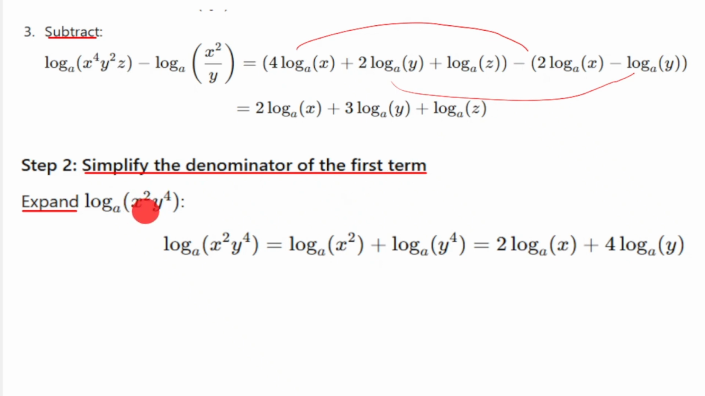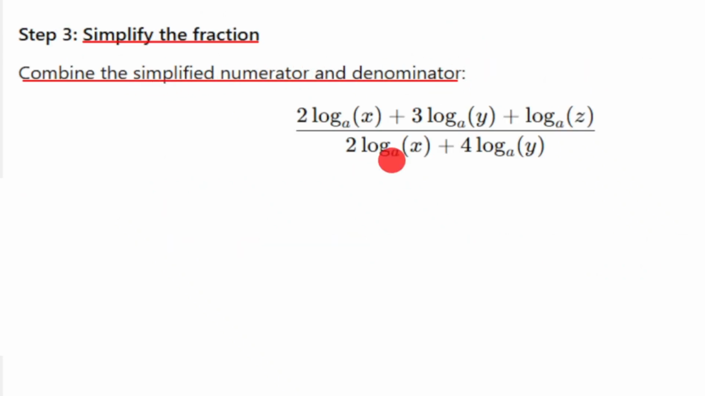Simplify the denominator of the first term. When we simplify this by product law, we get logarithm of x square to the base a plus logarithm of y square to the base a, which is equal to 2 times logarithm of x to the base a plus 4 times logarithm of y to the base a. Combine the simplified numerator and denominator, we get this one.